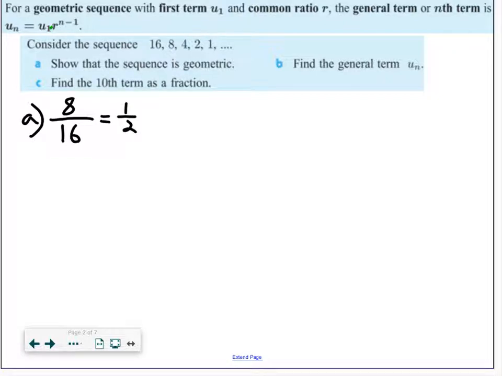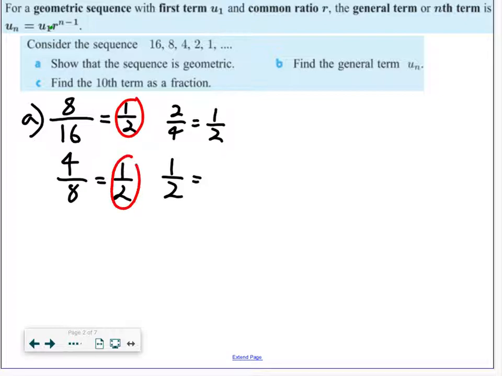We do it for the next grouping. We have 4 divided by 8. Again, that is 1/2. We do it for the next one, 2 divided by 4, and that simplifies to 1/2, and 1 over 2 is 1/2. Being that these are all 1/2, that shows that the sequence is geometric. And that also tells us what our r value is.